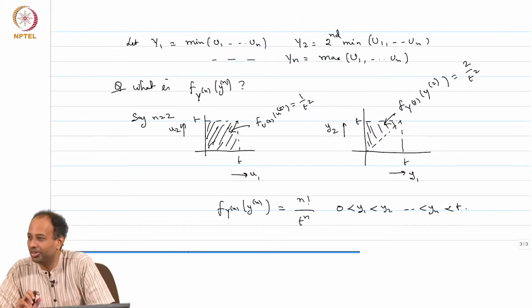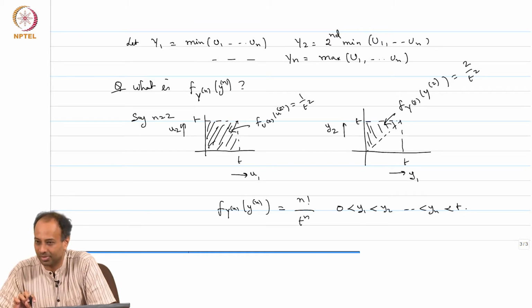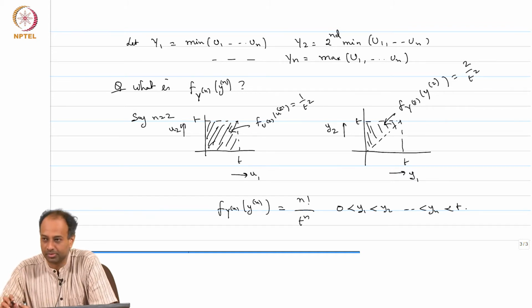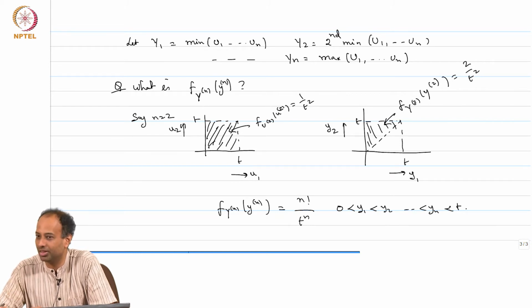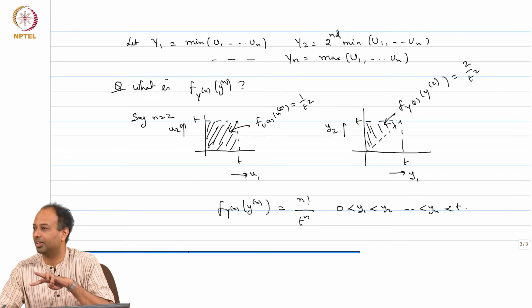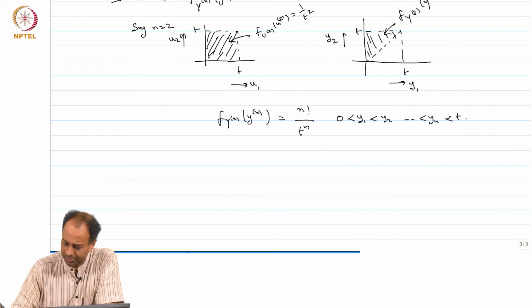What is the probability of two independent uniforms say taking the same value? 0, correct. That is because they are continuous random variables. What is the probability of two continuous random variables which are independent taking the same value? 0, right. So, is this clear? Now, this is the joint distribution.